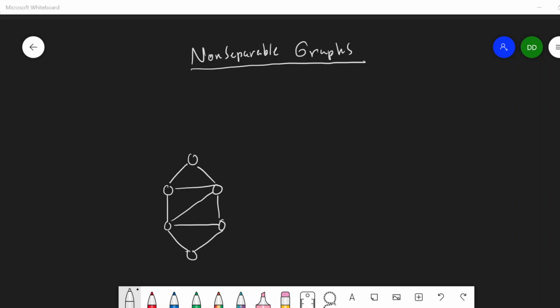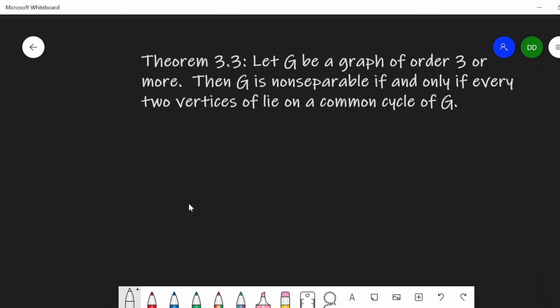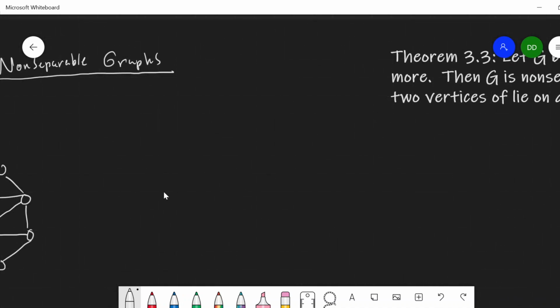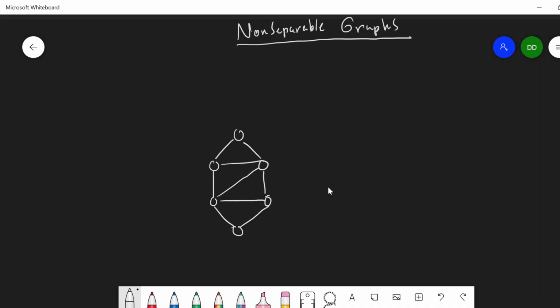Hello. In this video, we'll talk about non-separable graphs. We'll give the definition for that, we'll look at a couple examples, and then we'll prove Theorem 3.3, which tells us that for any graph G of order 3 or more, G is non-separable if and only if every two vertices of G lie on a common cycle. So it's a characterization of non-separable graphs in terms of cycles.